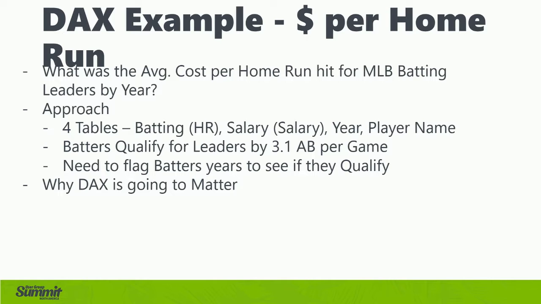So we need to be able to flag batters who have qualified for certain seasons and flag batters who have not. Because if we don't, we can basically say if someone hit 1 home run, they're worth 500, whatever their contract is worth, but they only played 2 games. So this is where DAX is going to matter.